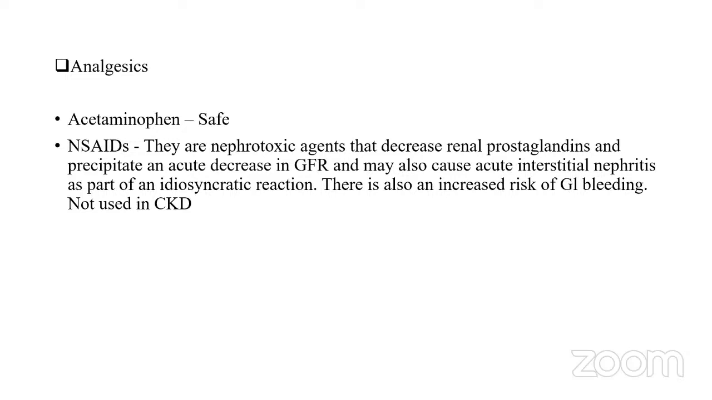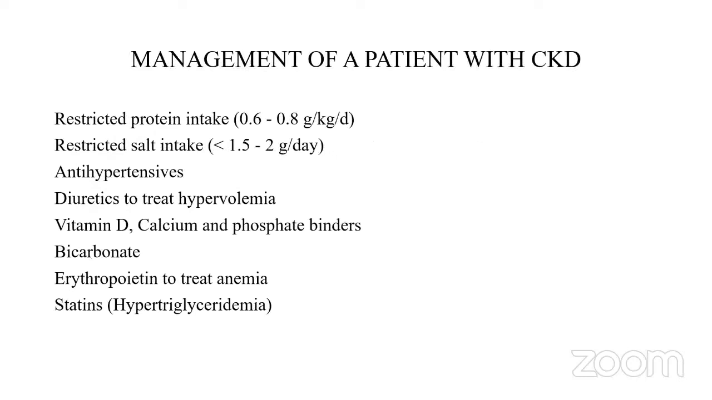Analgesics. Drugs of choice are acetaminophen; NSAIDs are nephrotoxic agents that decrease renal prostaglandins and precipitate an acute decrease in GFR and may also cause acute interstitial nephritis as part of an idiosyncratic reaction. There is also increased risk of GI bleed, so they should not be used in CKD.